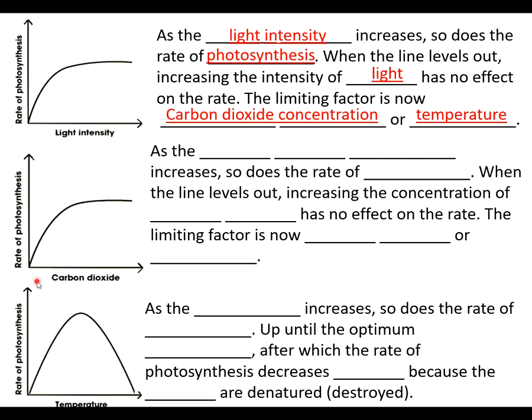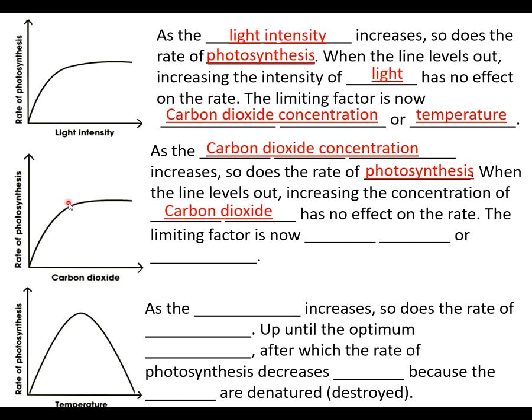This graph, we've got carbon dioxide concentration. As it's increasing initially, so does the rate of photosynthesis. And then it starts to level off. It doesn't matter what we do to the carbon dioxide concentration, okay, it stays the same rate of photosynthesis. So what could be limiting it here? Well, it could be the light intensity, or it could be the temperature.